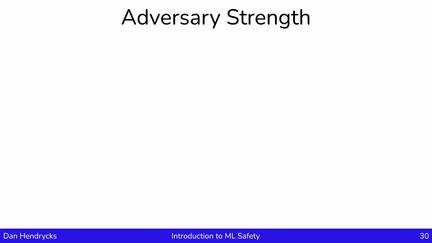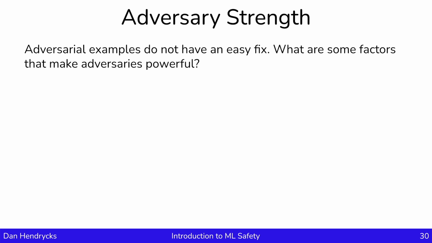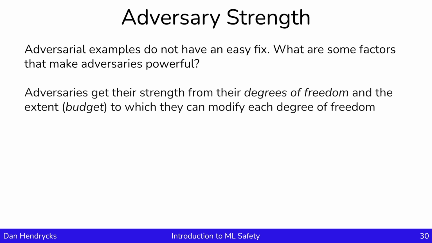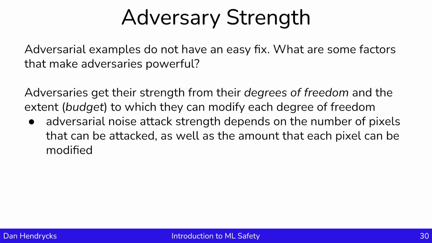As we've seen, adversarial examples don't have an easy fix, which might lead one to wonder, what are some of the factors or causes that make adversaries as powerful as they are? Well, some factors are that they get their strength from their degrees of freedom and the extent to which they can modify each degree of freedom, which we might call their budget. So, for example, with adversarial noise, the attack strength depends on the number of pixels that can be attacked or modified, as well as the amount that each pixel can be modified. One would be the degrees of freedom, one would be the budget.